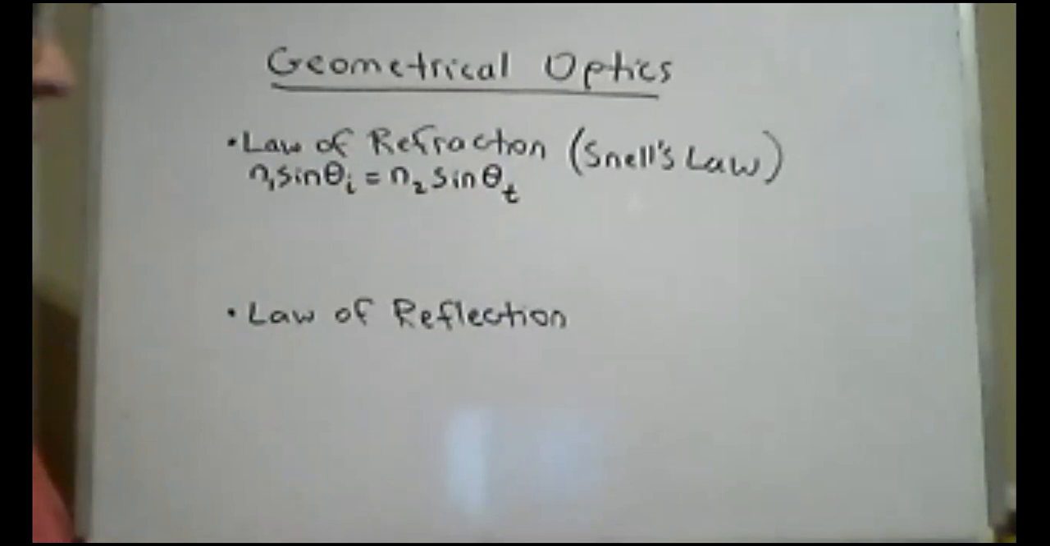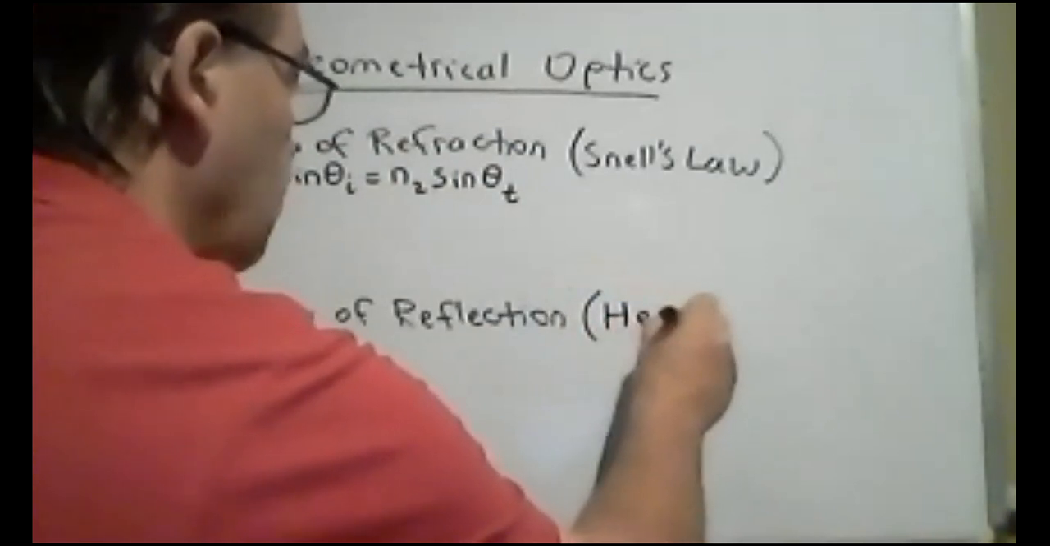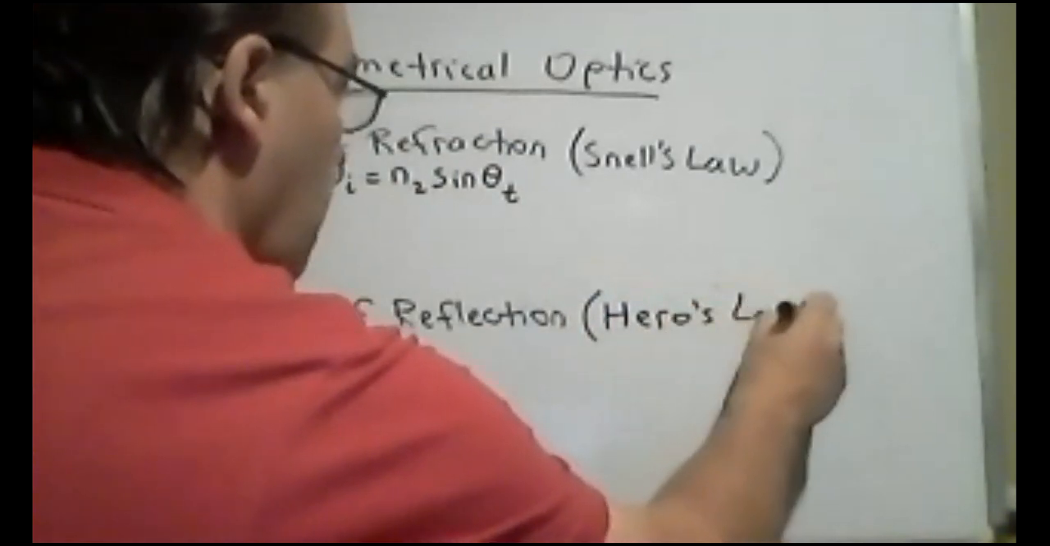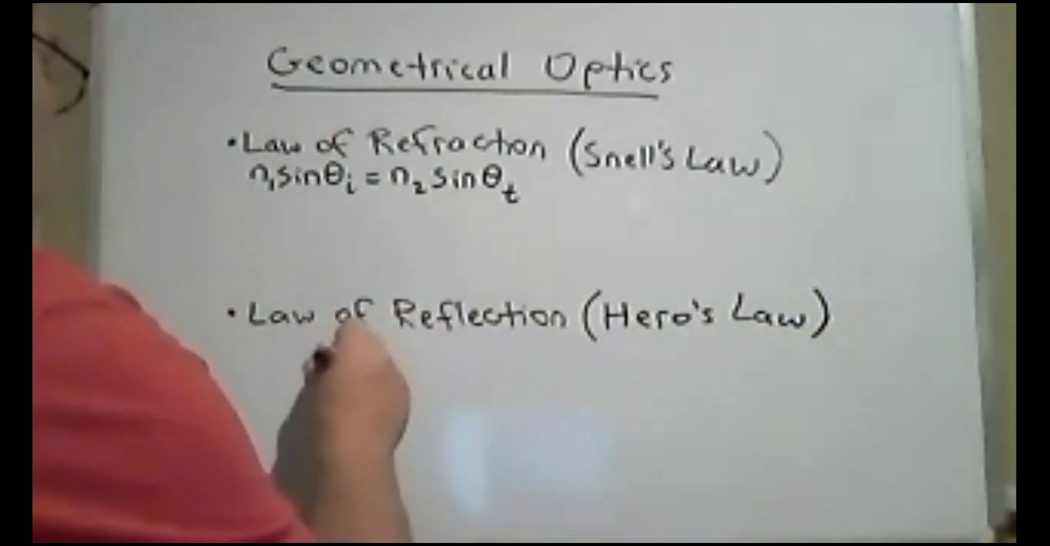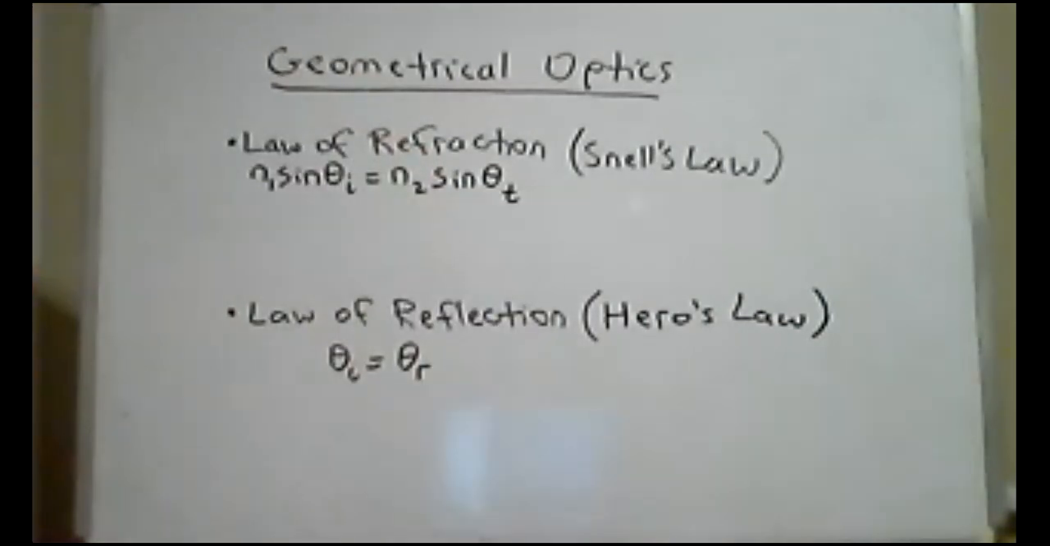On the other hand, if light reflects off of a surface, particularly a smooth surface, we have what is called Hero's law, or the law of reflection. That simply is that the angle of incidence equals the angle of reflection. Now, all of these rays exist in what is called the plane of incidence. The plane of incidence is the plane formed by the incident ray and the normal. And all of these angles are with respect to the normal to the surface. Again, normal is a fancy word for perpendicular to a surface.